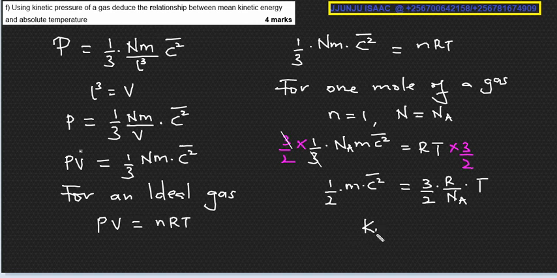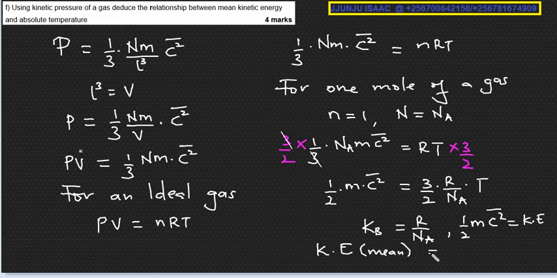But note that Kb, Boltzmann's constant, is given by R over Na. And this a half m times the mean square speed is the mean kinetic energy. So from here we shall see that the mean kinetic energy is going to be equal to 3 over 2 times the constant K times the temperature.